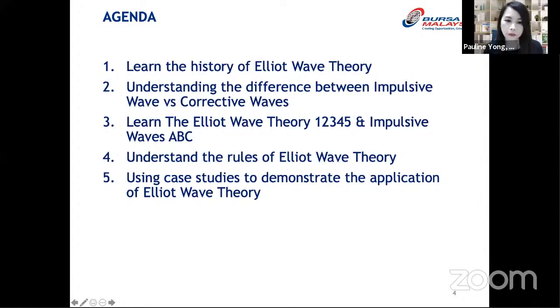Then to learn the Elliott Wave theory, it's 1, 2, 3, 4, 5 for the impulsive wave, and ABC for the corrective wave. We will also understand the rules of this Elliott Wave theory, and then last but not least, do case studies. You can type the stock name, and we'll look at those cases and count the waves together.